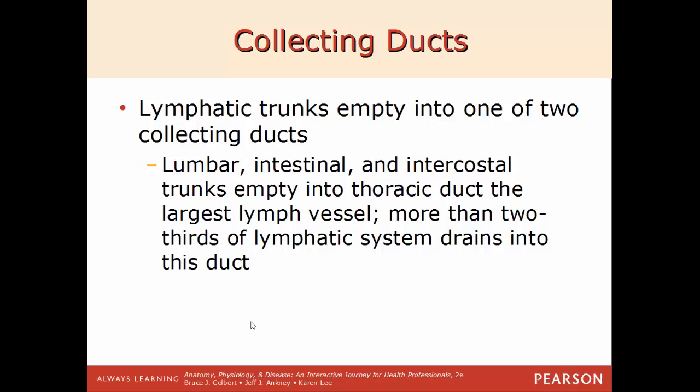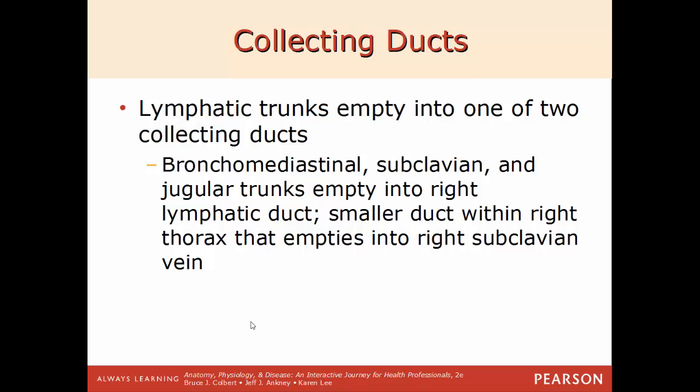The lumbar, intestinal, and intercostal trunks will empty into the thoracic duct, which is the larger of the two collecting ducts. Roughly 2/3 of the lymphatic system will empty into this particular duct, the left lymphatic duct, or the thoracic duct. The bronchomediastinal, subclavian, and jugular trunks will empty into the right lymphatic duct.